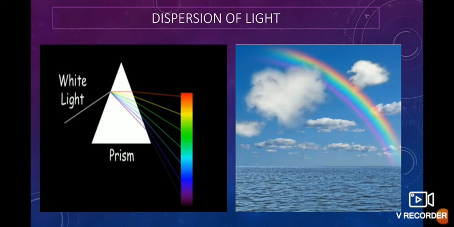Have you seen the color of light? Can you say the color of light? No, light does not have any color. Or can we say that it is white in color? Yeah, we can say that it is white in color.